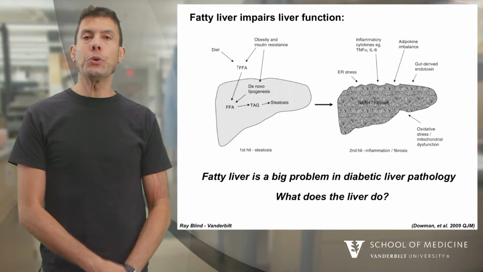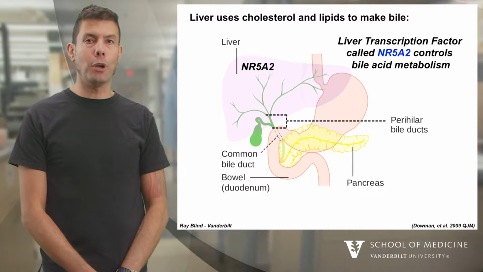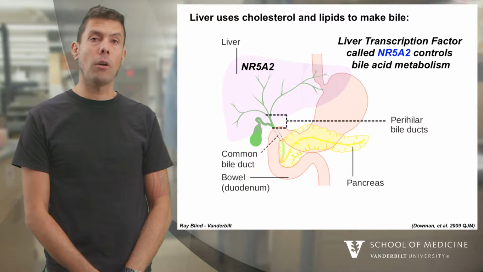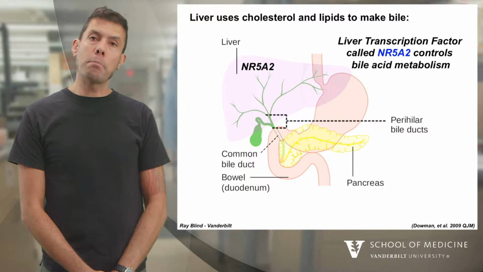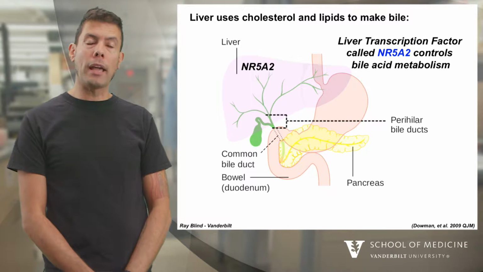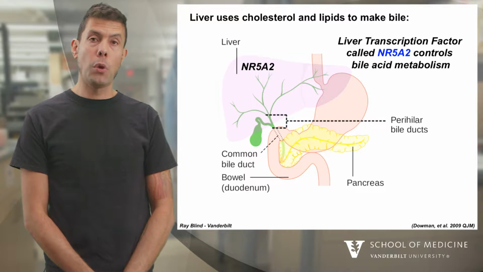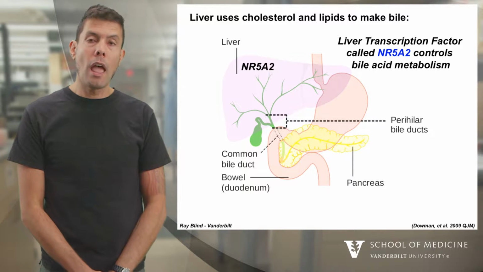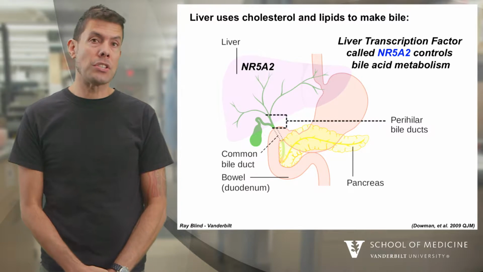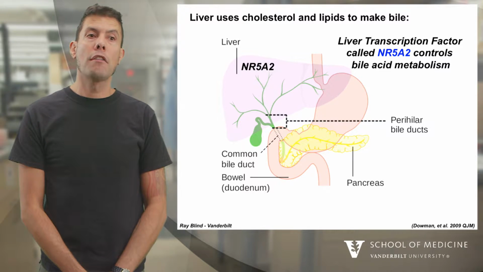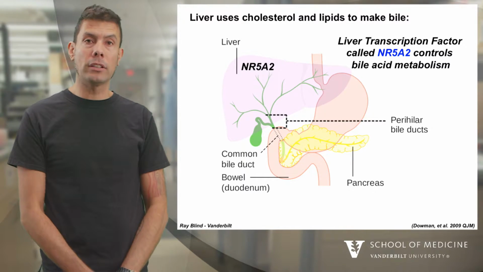So what does the liver do that it matters that it loses function? Well, it does a lot of things. It's an extremely important organ. However, one of the things it does is use cholesterol and phospholipids to make bile or bile acids. And that process is actually controlled by a particular protein that binds DNA, called a transcription factor, which is named NR5A2. And what that transcription factor does is it activates genes that will actually allow the liver to accumulate phospholipids and cholesterol into the bile duct that you can see.